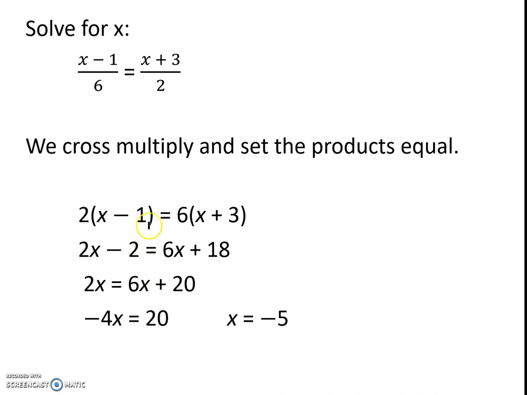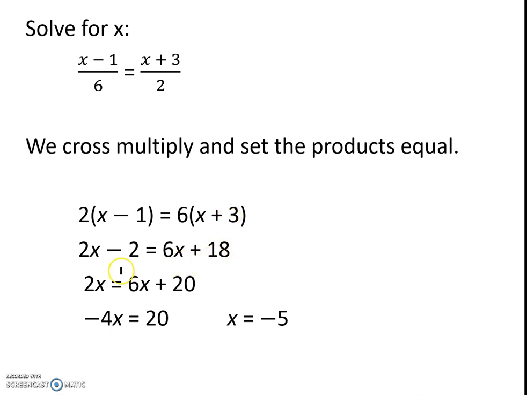Now we have one a little different, but we certainly can do it. We have x minus 1 divided by 6 equals x plus 3 over 2. Again, we're going to cross multiply and do 2 times the quantity x minus 1 equals 6 times the quantity x plus 3. Distributing that 2 to each piece inside, we find that that's 2x and a negative 2. And the same thing on the right side, we distribute that 6 to the x and find 6x, and 6 to the 3, and we find that's 18.